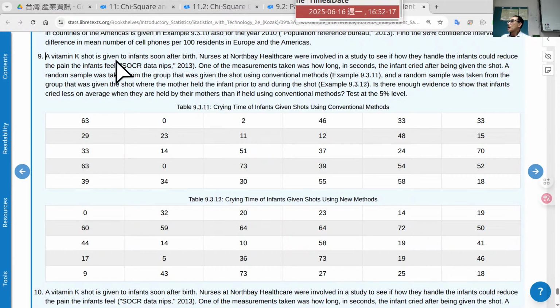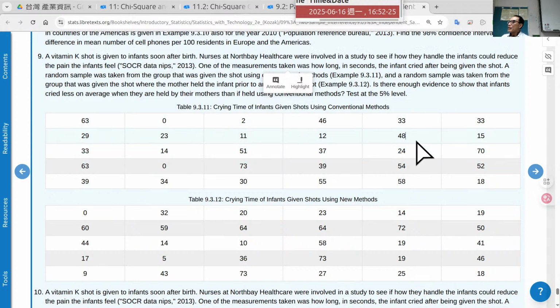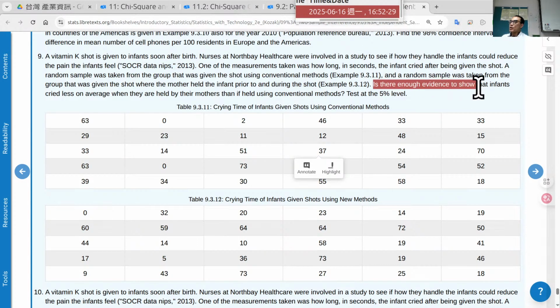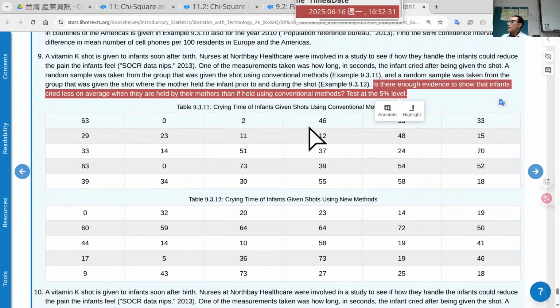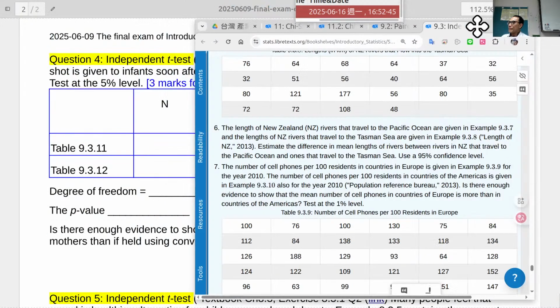Q9. The answer is here. A vitamin K shot is given to infants soon after birth, something like this. And how to calculate that? Is there enough evidence to show that infants cry less on average when they are held by their mother if they are held using conventional methods? Like this one, okay.